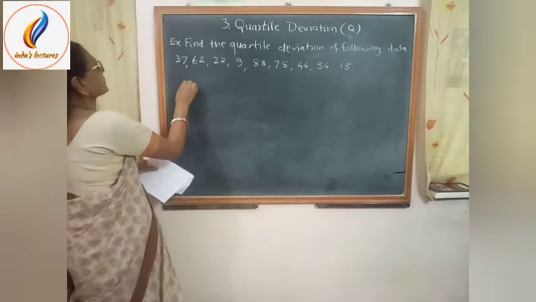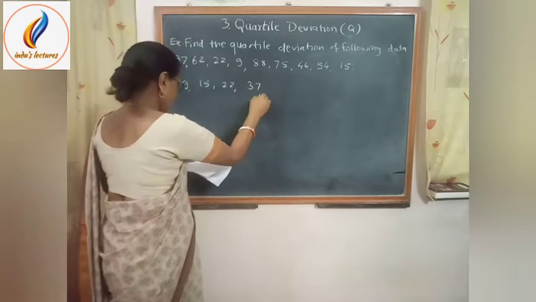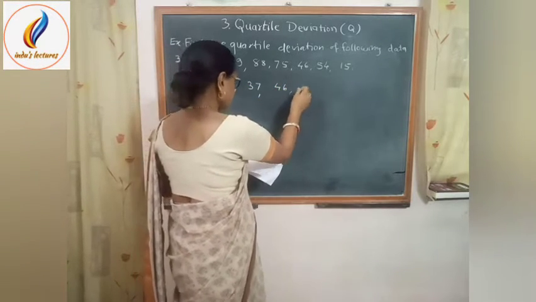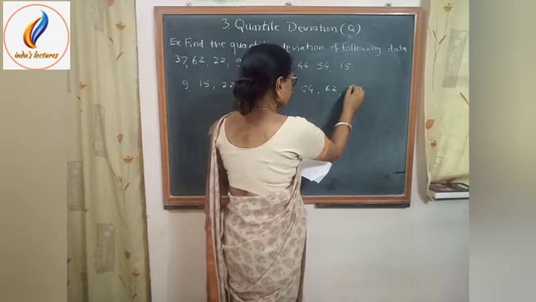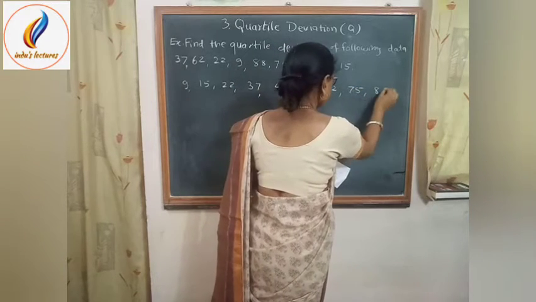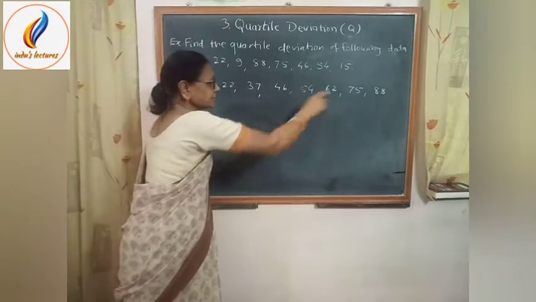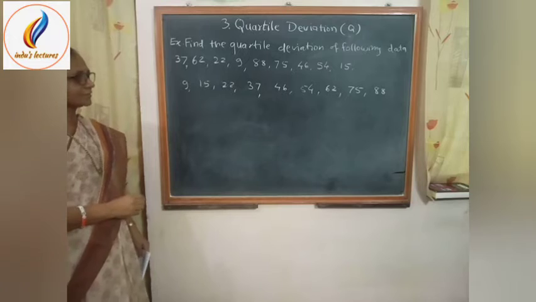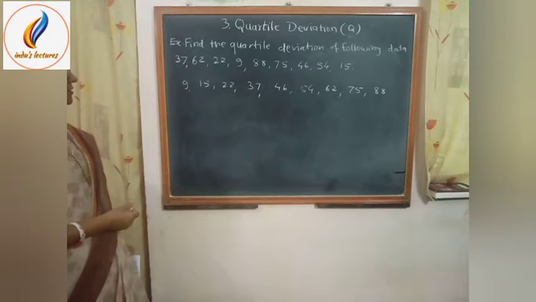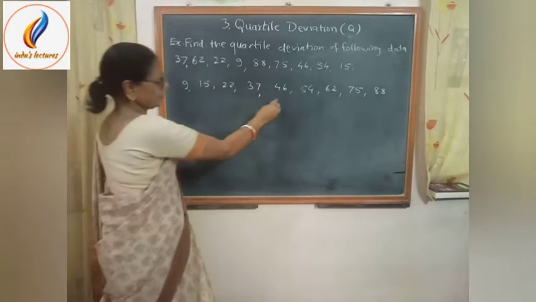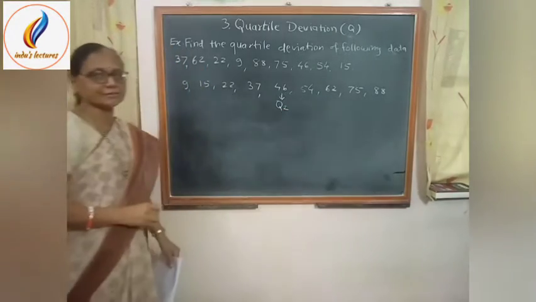So the scores are 9, 22, 37, 46, 50, 54, 62, 75 and 88. Now divide this series into 4 equal parts. The number of scores is 9, so the middle point is at 50. That means it is Q2, or we can say that it is the median.